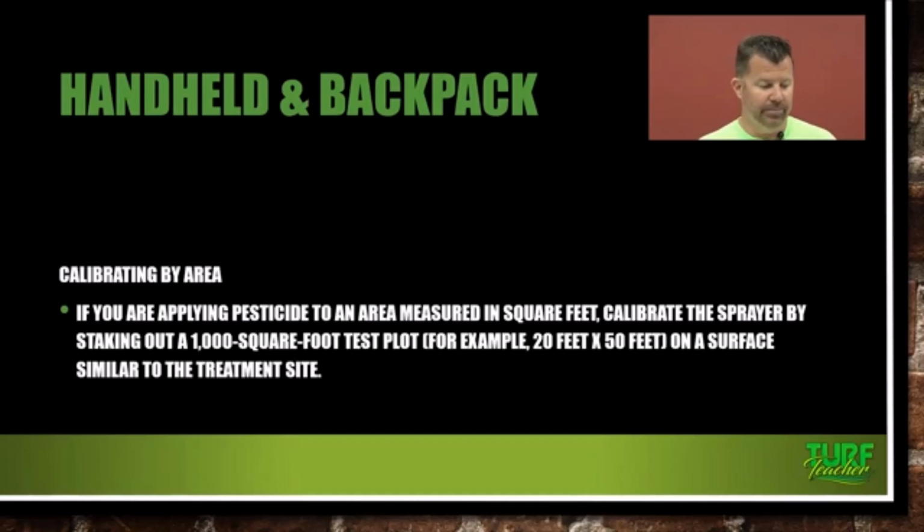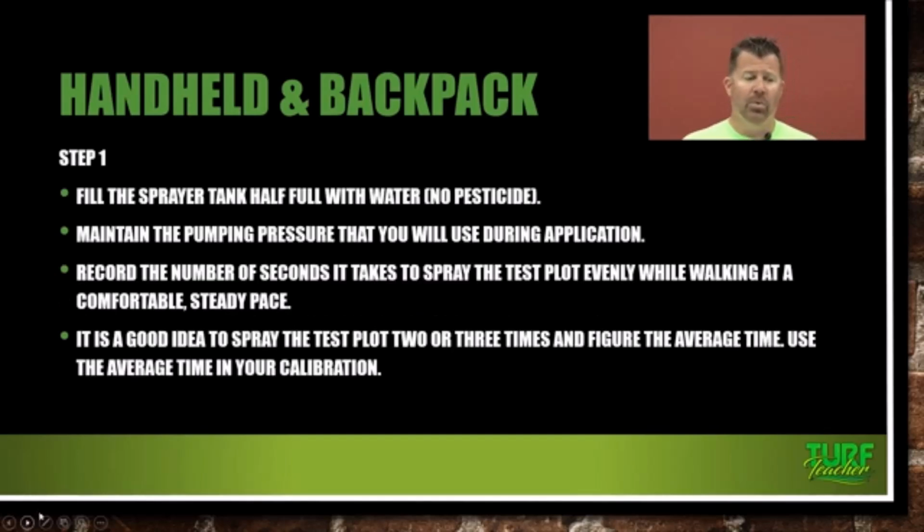But you need that 20 by 50, and we're going to calibrate this handheld or backpack sprayer with water only. So step one, we're going to fill the sprayer tank half full with water, no pesticides in it. Guys, when we're calibrating spray equipment, it's water only. Granular applicators, the push rotary spreaders or drop spreaders, we're going to use the product itself. And we'll talk more about that in a minute.